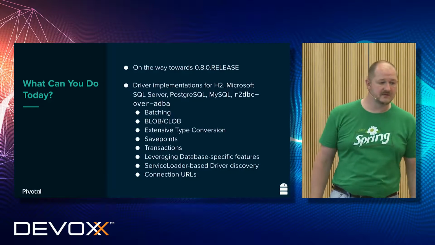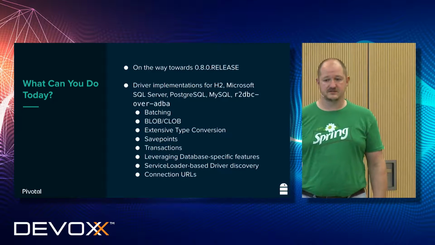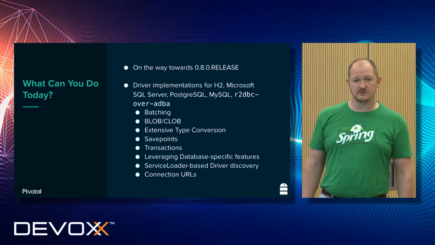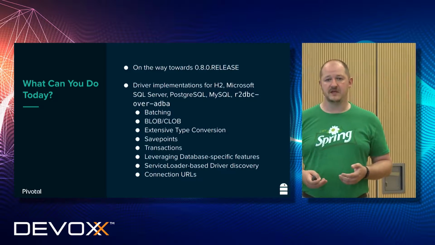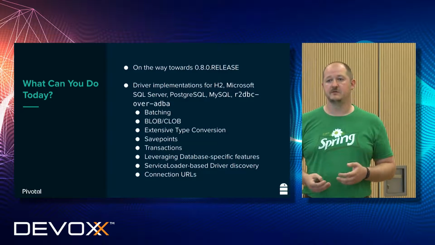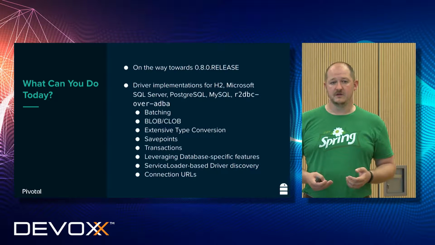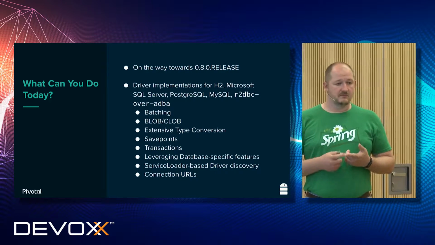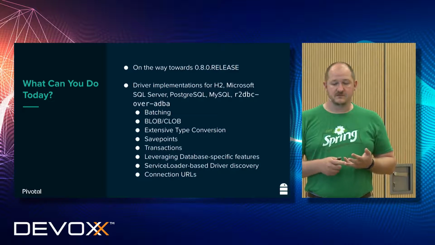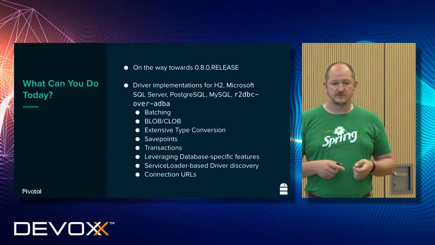Now, what do we get from R2DBC today? It is still a young venture. We are, however, on the road towards the 0.8 release. It's not a 1.0 release because throughout the course of R2DBC, we have made a lot of learnings, and we cannot entirely guarantee full binary backwards compatibility. We will get there eventually, but we are not there yet. However, we're good enough to go GA by end of this year, something like that. You get a couple of drivers, actually for Postgres, for MySQL, for SQL Server, that are all capable of doing batching, blob support, so for large objects.